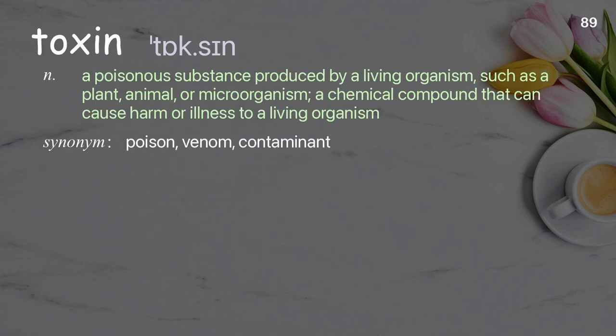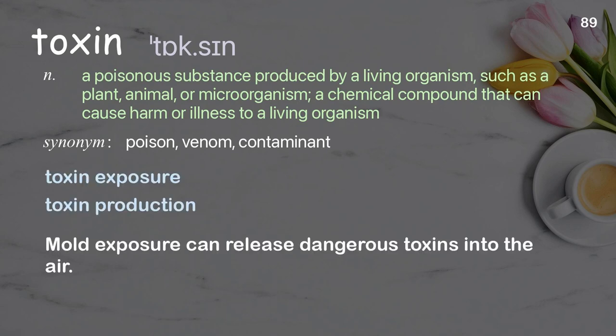Toxin. A poisonous substance produced by a living organism, such as a plant, animal, or microorganism, a chemical compound that can cause harm or illness to a living organism. Examples: toxin exposure, toxin production. Mold exposure can release dangerous toxins into the air.